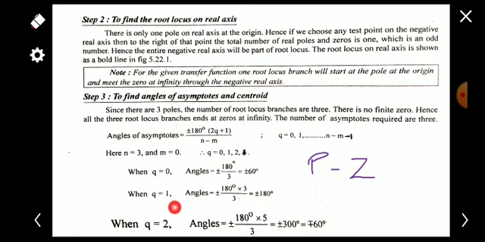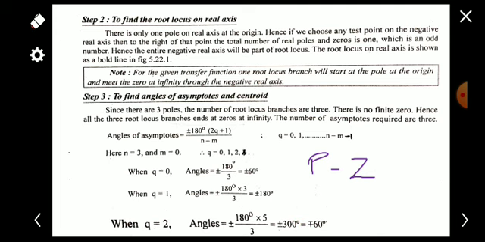When q is equal to 1, it becomes plus or minus 180 into 3 divided by 3, so it is plus or minus 180 degrees. And when q is equal to 2, the angle is plus or minus 180 into 5 by 3, so it is plus or minus 300, which is equal to minus or plus 60 degrees. That is, plus 300 means minus 60 degrees and minus 300 means plus 60 degrees. So we can write it like that.